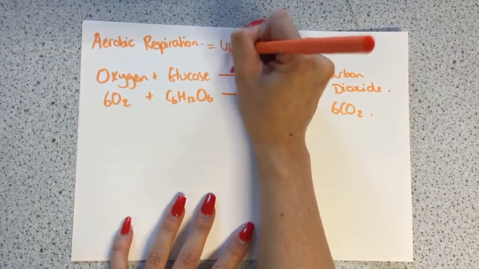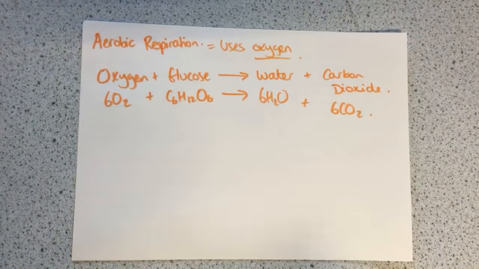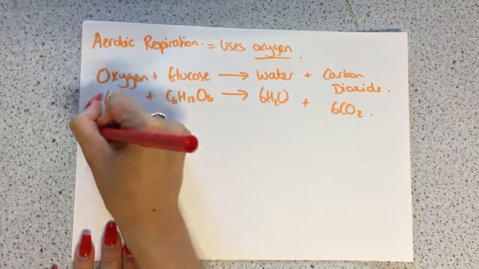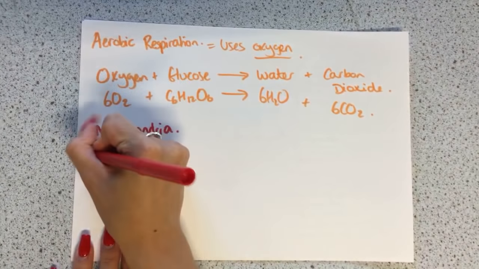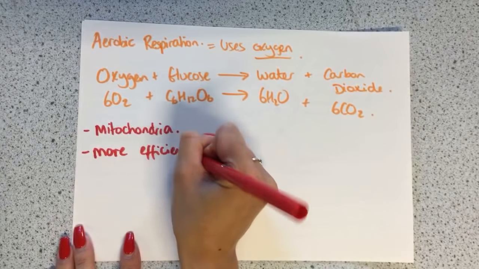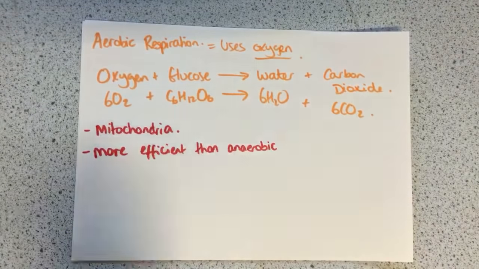Okay, aerobic respiration then. Big thing, it uses oxygen. So when we come on to look at anaerobic respiration, that's the big difference. This one uses oxygen, anaerobic does not. Okay, so some key things. It happens in the mitochondria, which again, Miss Neresi spoke about earlier. It releases more energy than anaerobic, so it's more efficient than anaerobic. And again, uses oxygen when anaerobic does not.